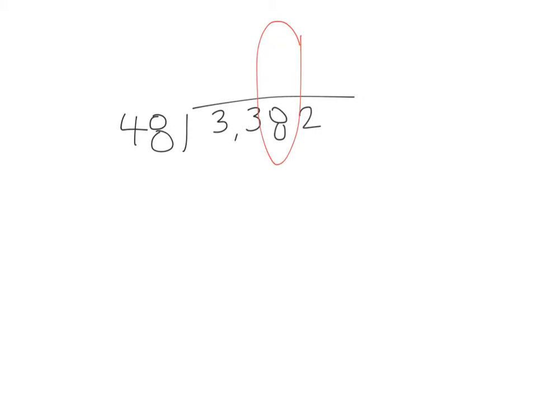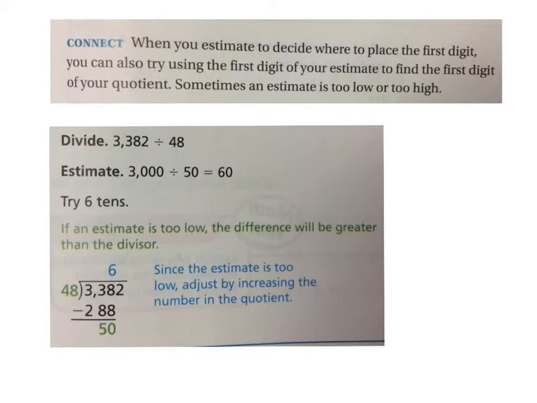So today we're going to talk about how you can find an easy way to know what number to start with in the quotient. Let's read this. It says, when you estimate to decide where to place the first digit, you can also try using the first digit of your estimate to find the first digit of your quotient. Sometimes, though, your estimate might be too low or too high. Let's talk about this, okay?